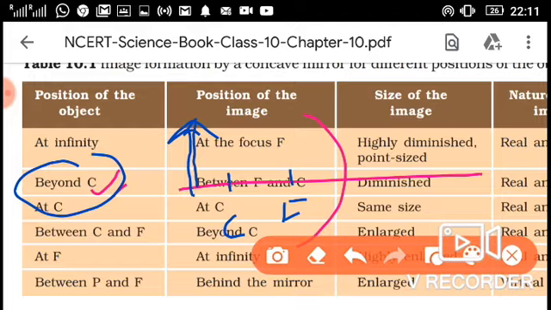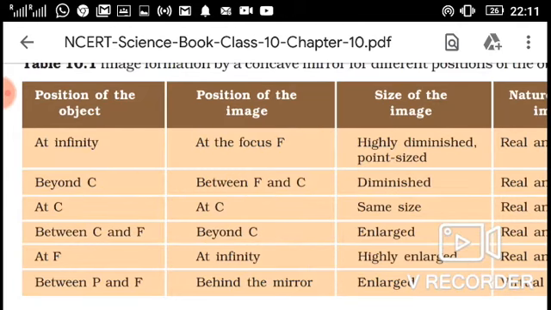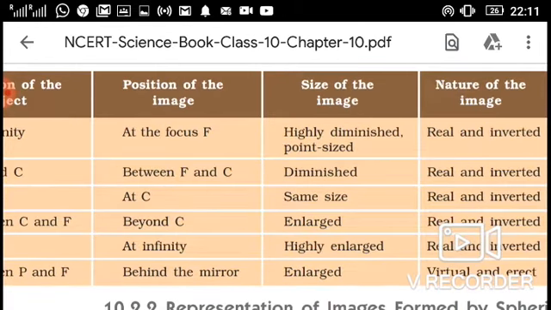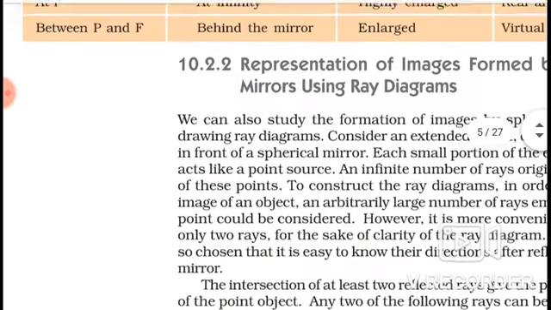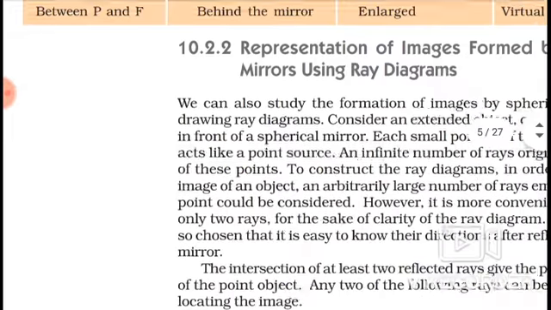Okay, suppose first ray just pass like this principal focus, then it becomes parallel. This is the rule. Okay, now second is, suppose if it is parallel, then it passes through the principal focus. You can see the image, like here it is formed. It is formed between F and C. You can see it is formed between F and C, diminished image, real and inverted image. Okay, and beyond C I will show the diagrams. Okay, like this, beyond C, at C, between C and F, I will just explain these also.